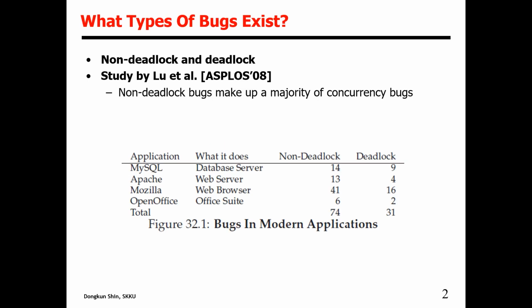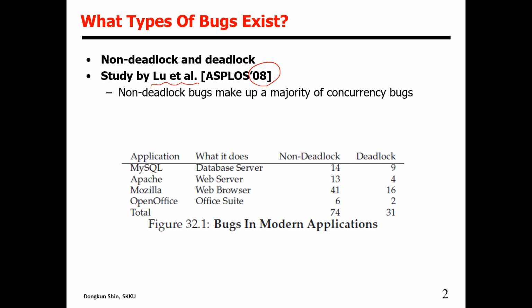Okay, so what types of bugs exist? The first question is what types of concurrency bugs manifest in complex concurrent programs? This question is difficult to answer in general, but some researchers, Lu et al. in 2008, studied many bug types in real code.